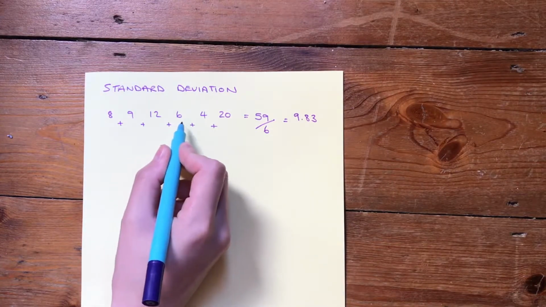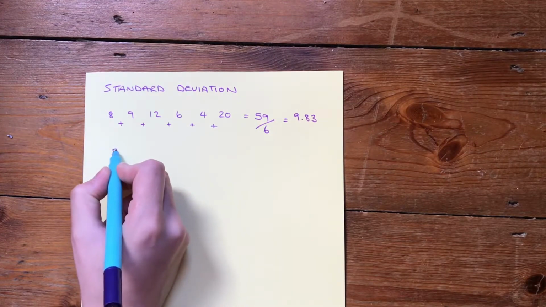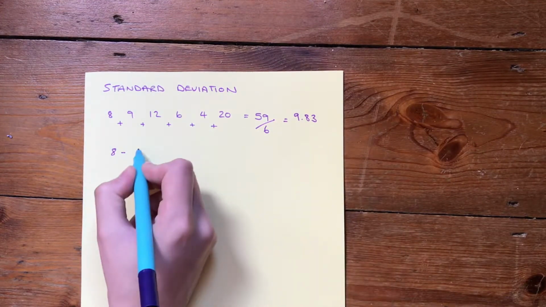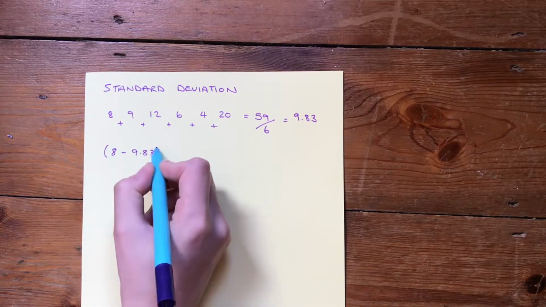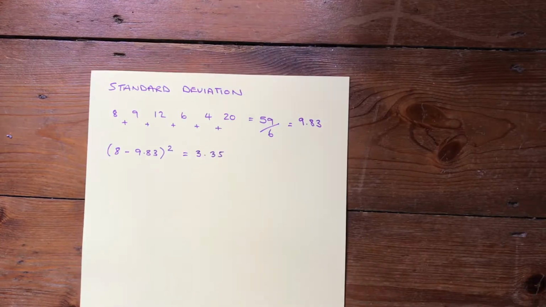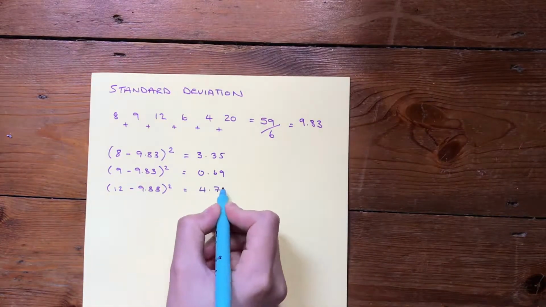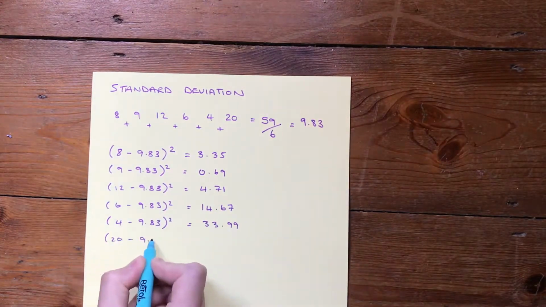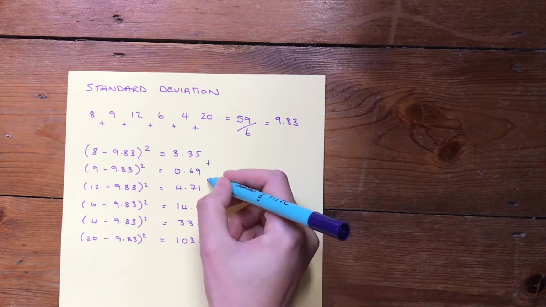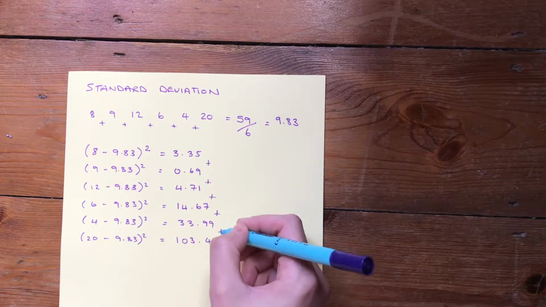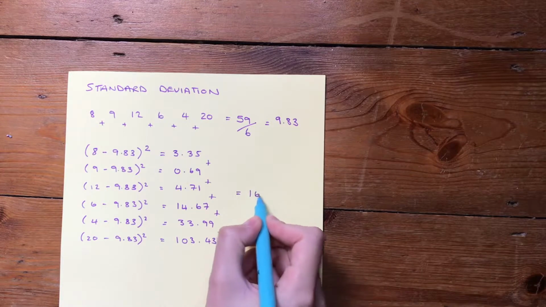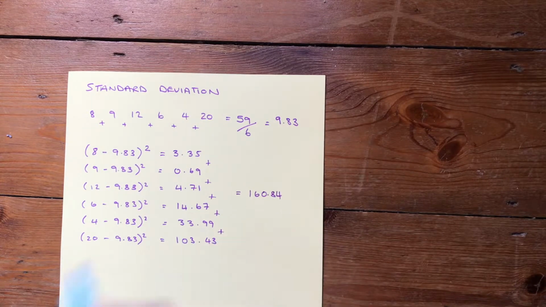Next, you're going to take each of those numbers and subtract the mean from them, and then square this result. For example, you're going to do 8 minus 9.83 and square that. Now you're going to do this for the other 5 numbers. Once you've done this calculation for the other 5, you're going to get the mean of the new calculated numbers. So you're going to add up 3.35, 0.69, 4.71, 14.67, 33.99 and 103.43, which gives you 160.84.